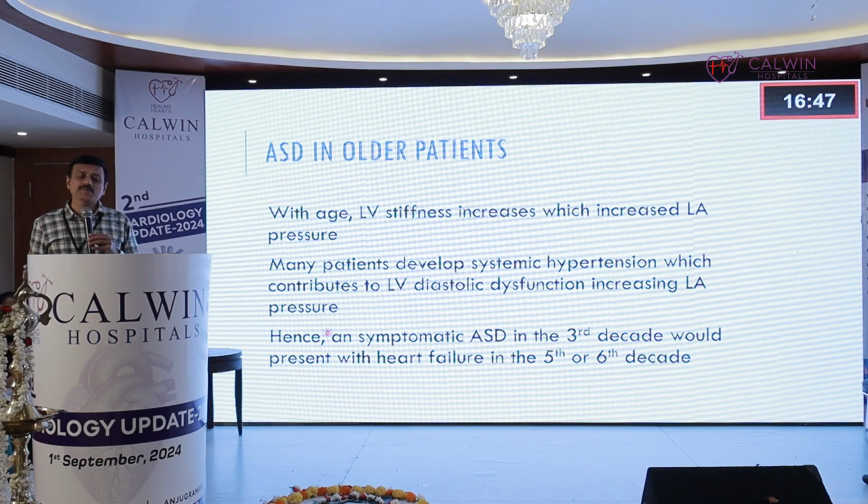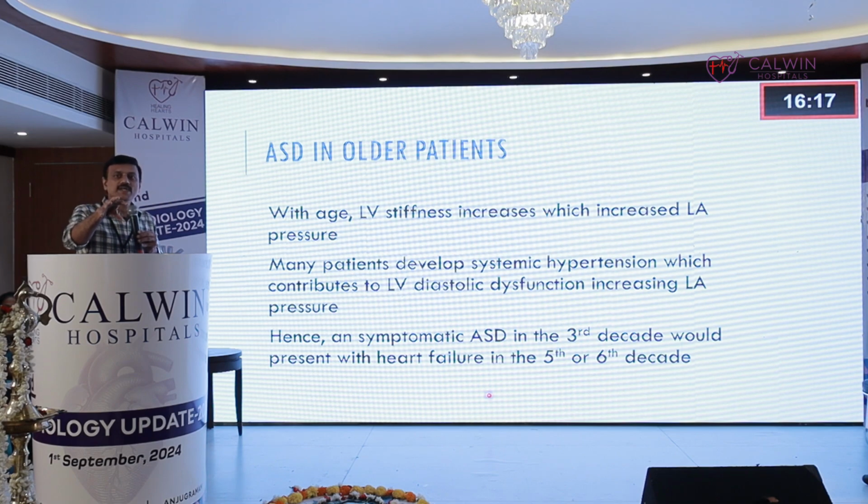ASD in older patients: with age, LV stiffness increases with increased LA pressure. Many patients develop systemic hypertension, which contributes to LV diastolic dysfunction, increasing LA pressure further. Hence, an asymptomatic ASD in the 3rd decade would present with heart failure in the 5th or 6th decade. So a large ASD will not always go to Eisenmenger syndrome beyond 40-50 years. Only 20 or 25% will go. The rest, 75%, will still remain left to right shunt. But what will happen?